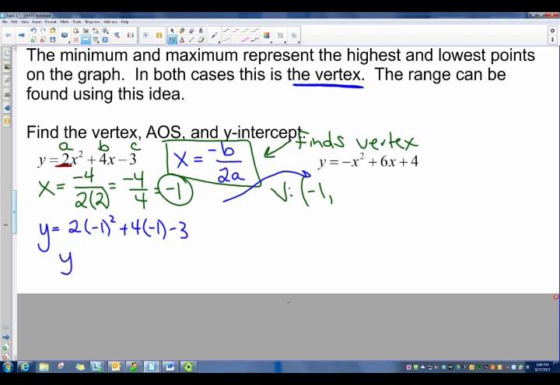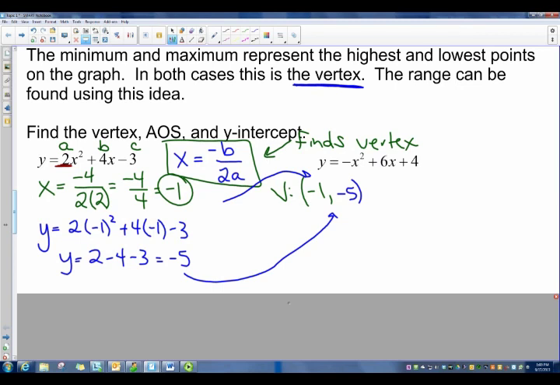Now solve this out. -1 squared is 1, times 2 is 2. 4 times -1 is -4, minus 3. Continue on. 2 minus 4 is -2, minus 3 is -5. Now this is the y value of my vertex. I have now found a vertex.